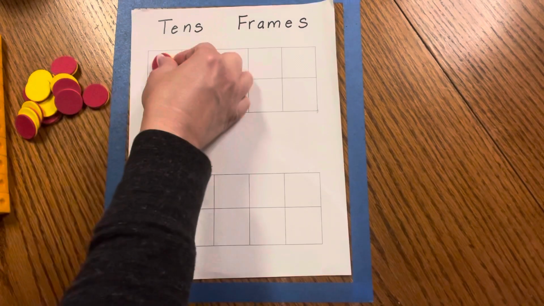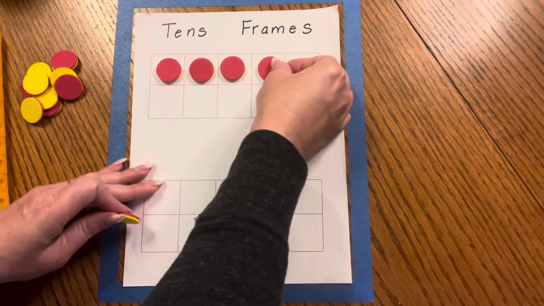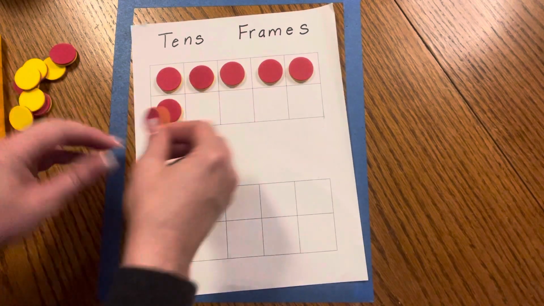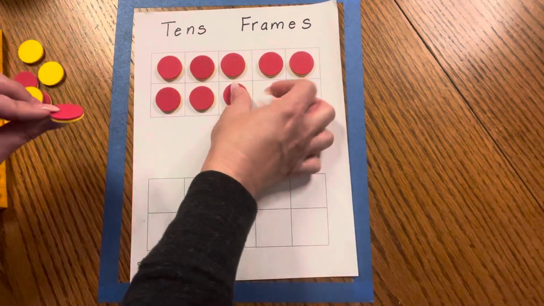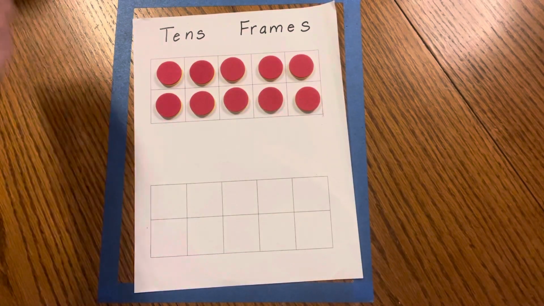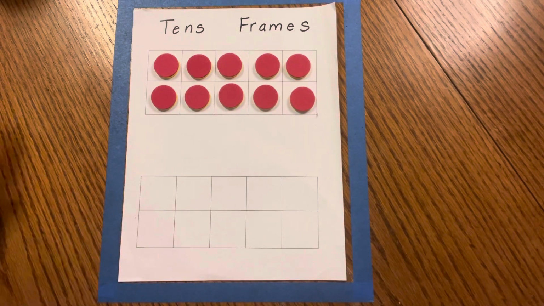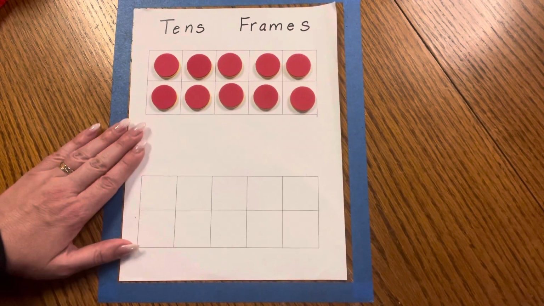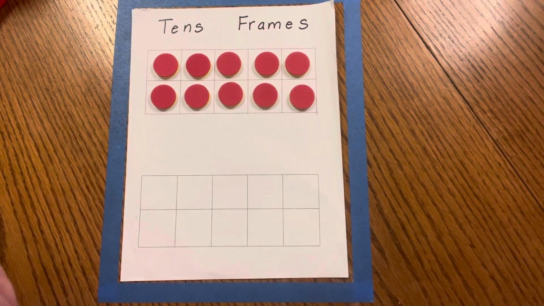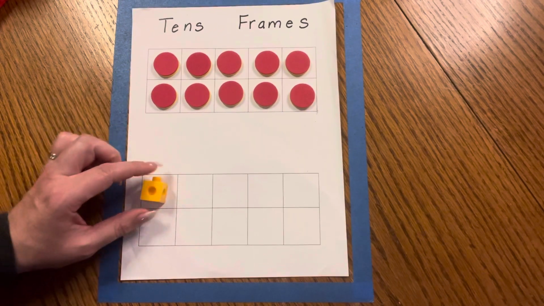So we know that we have to have a 10 frame full when we make our teen numbers, okay? So let's fill up our 10 frame with the 10 dots we have. Okay, 10 dots. We all have 10 dots. Now let's get our cubes to show making our big numbers. So if I want to make the number 11, friends, I have a 10 and a 1. A 10 and a 1 is 11.